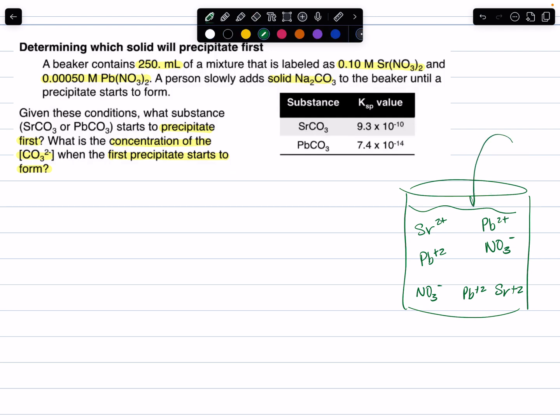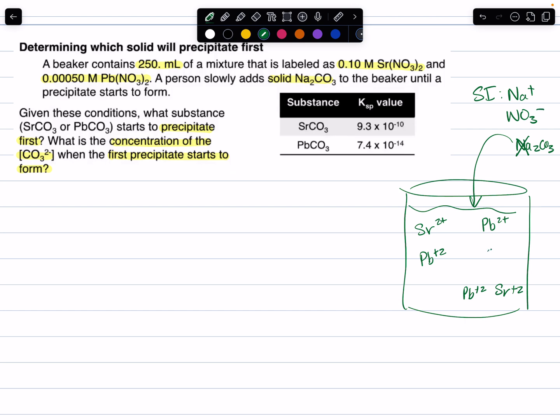Now, when it comes to the addition, we are going to be putting in some sodium carbonate. That means we're going to see carbonate floating around in there, along with our sodium. I'm just going to take a moment to remove my spectator ions, because nitrate is not going to interact with any of these ions that are present and form a precipitate. By the same token, neither is sodium. So our spectator ions are our sodium ions and our nitrate ions, and they're irrelevant to the overall process here.